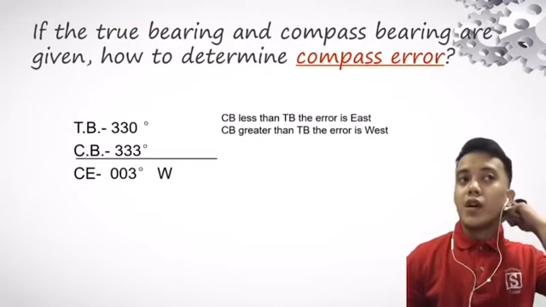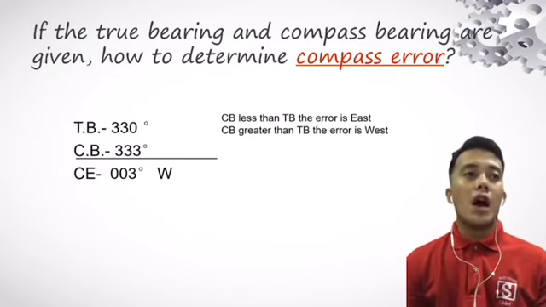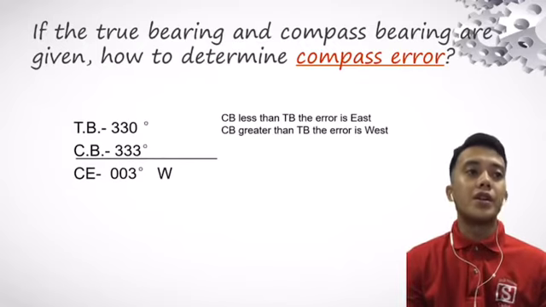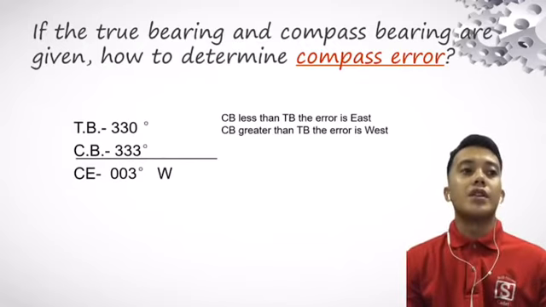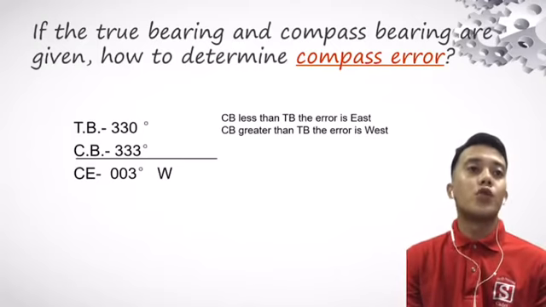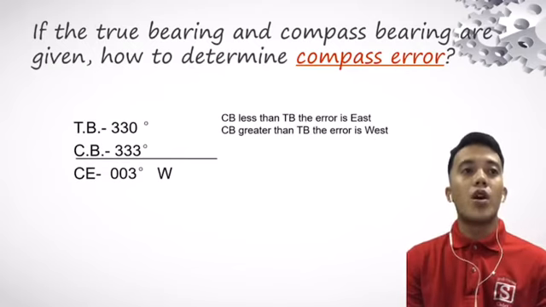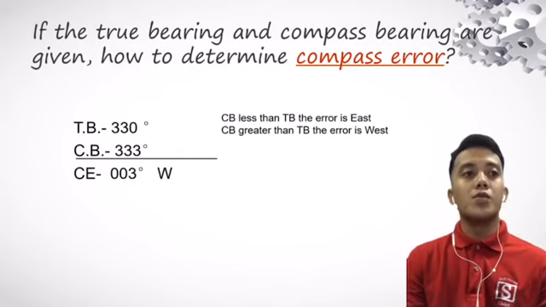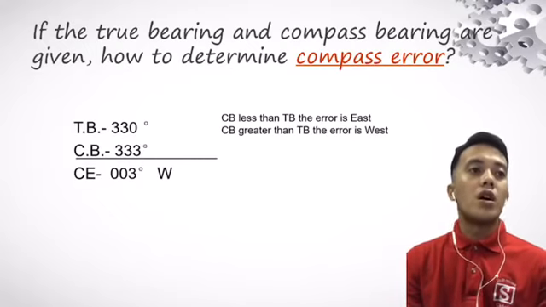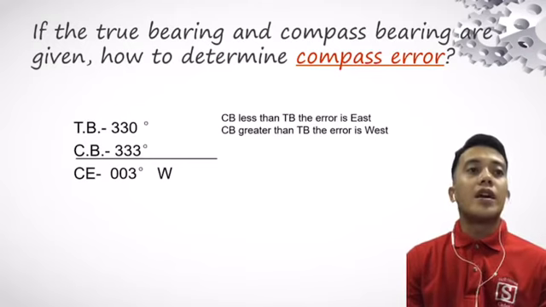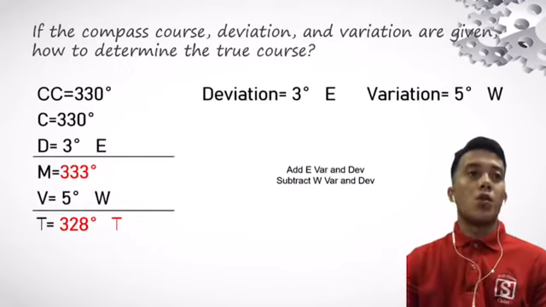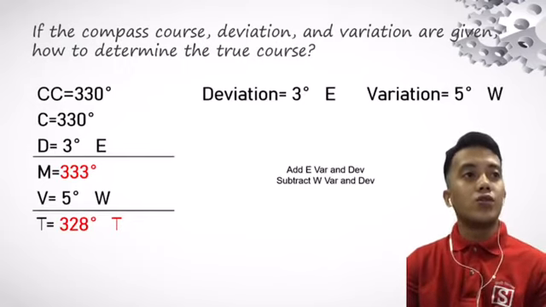To proceed, if the true bearing and compass bearing are given, how to determine compass error? In the example, the true bearing is 330 degrees and the compass bearing is 333 degrees. So let us remember that when the compass bearing is less than the true bearing, the error is east, and when the compass bearing is greater than true bearing, the error is west. So in the situation, we have greater compass bearing, so when we subtract, we get the direction of west, 3 degrees west.